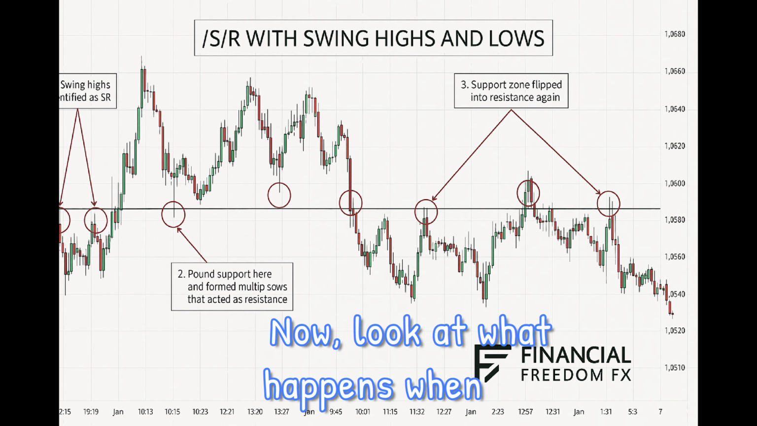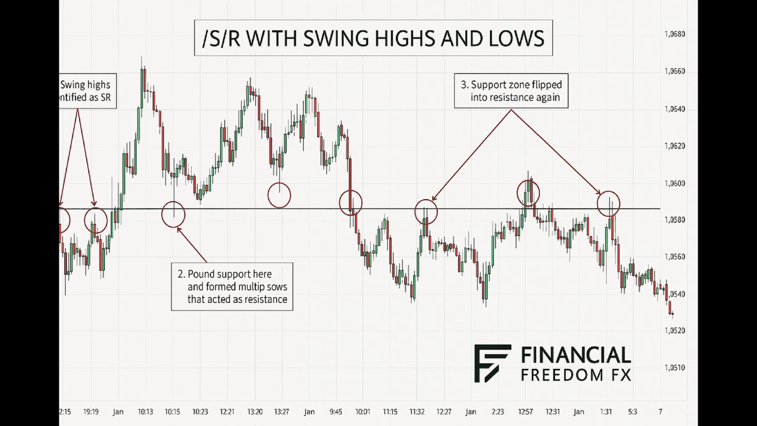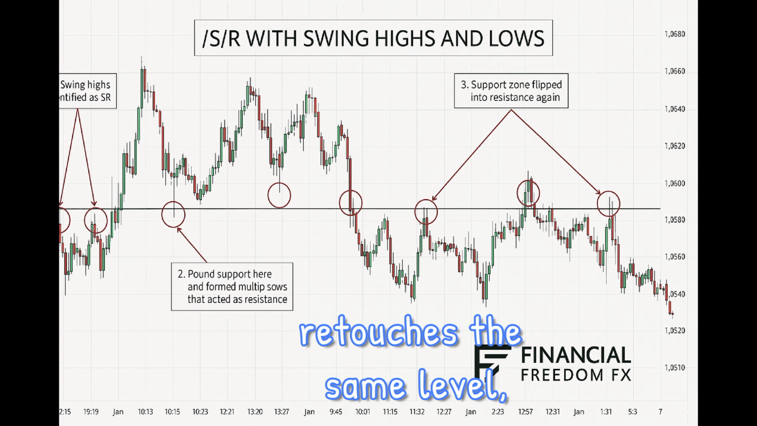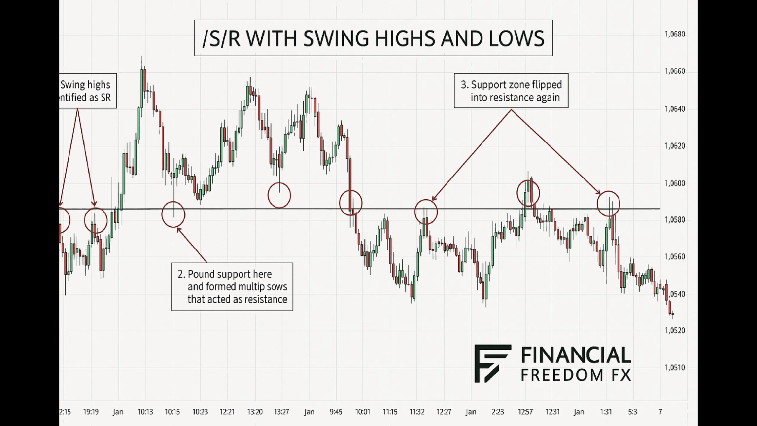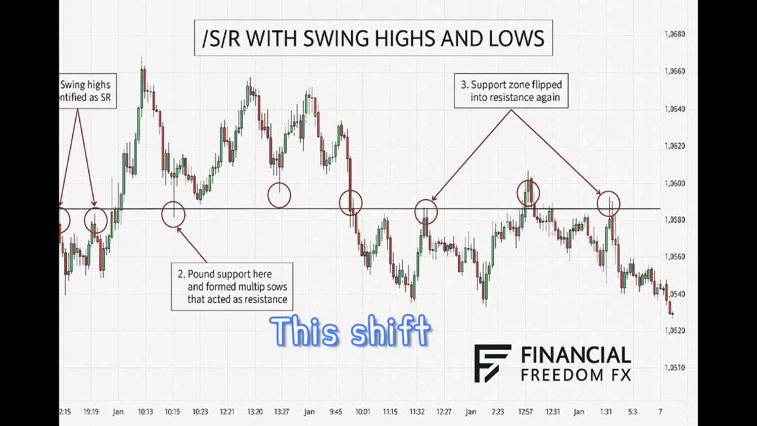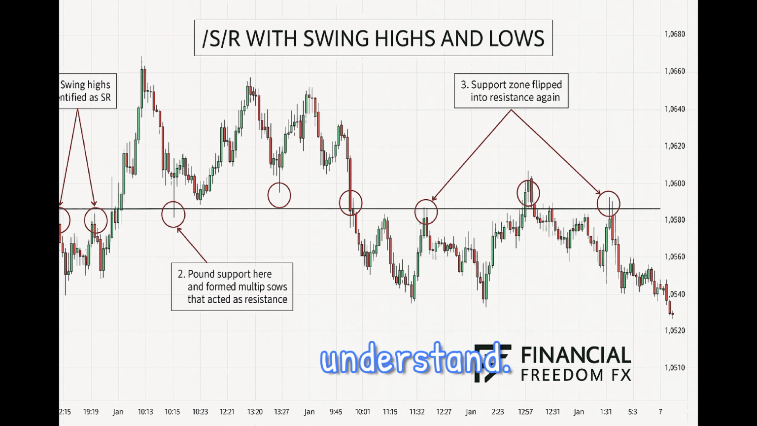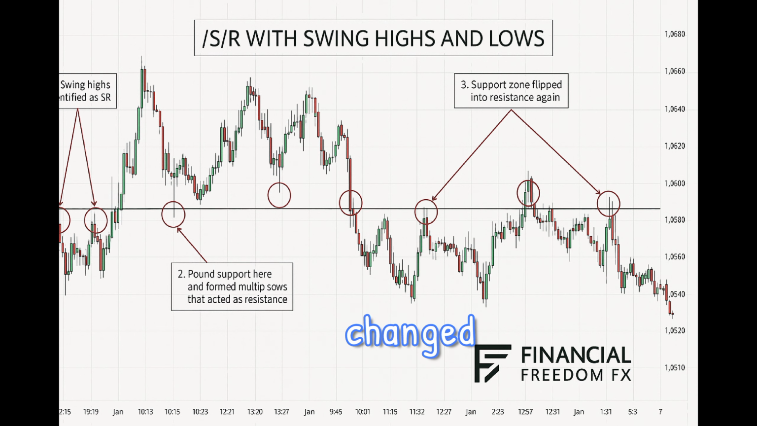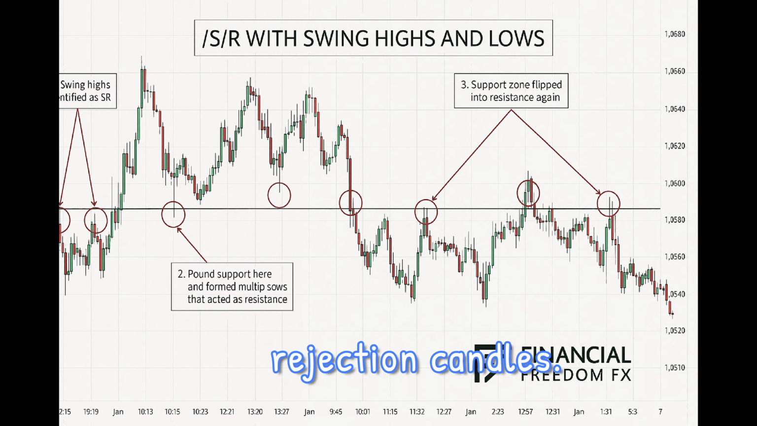Now look at what happens when this support zone finally breaks. Price crashes through it and, on the way back up, retouches the same level. But this time it rejects. This is what we call a support to resistance flip, or SR flip. The level that was once protecting buyers now acts as a ceiling for sellers. This shift in role is crucial to understand. It shows us that the market has changed sentiment from bullish to bearish. Many smart traders enter short trades at this exact point, especially when the retest shows rejection candles.